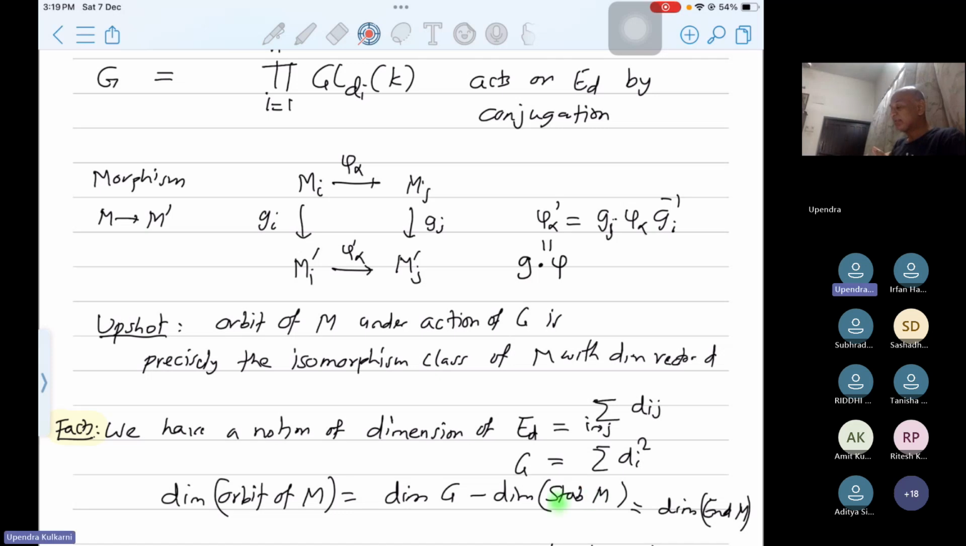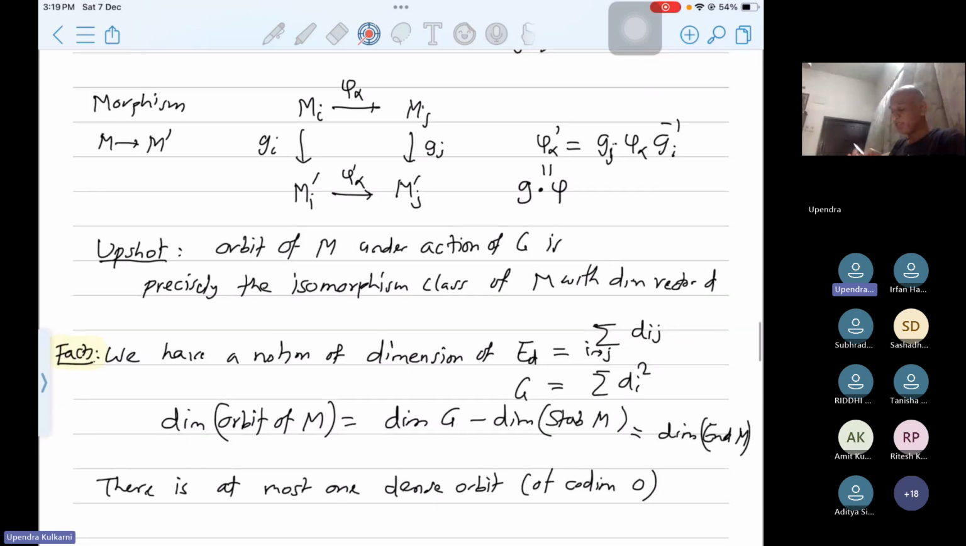Now the stabilizer of M, it's really just the space of all endomorphisms of M. The reason for that is that the stabilizer of M is a group. So it is going to have the same dimension as the ambient affine space in which it's sitting. So it is really the same thing as the vector space dimension of the space of endomorphisms of M as a representation. Okay, so we are almost there.